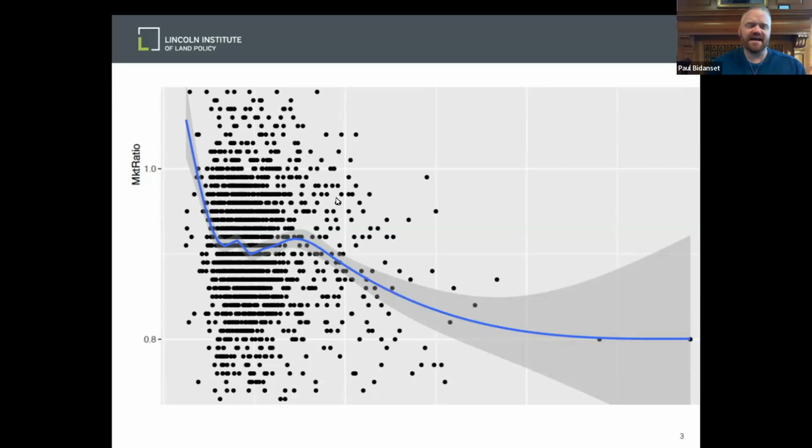This suggests that valuations are not uniform or fair because valuations on the higher end, well, these people would only be paying property taxes on a lower percentage of market value, whereas folks on the lower end of the price spectrum, they would be paying taxes on full to even potentially over 100% of market value.